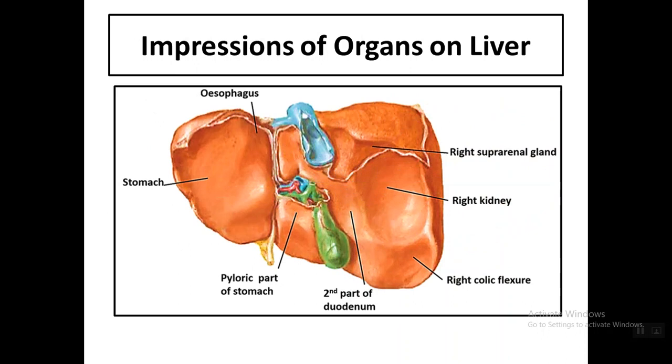This structure that lies posterior to the liver will form impressions. What we call the impression of an organ on the liver: this is the impression for the right kidney, right suprarenal gland, right colic flexure, the second part of the duodenum, and the pyloric region of the stomach. This is the impression for the stomach and the impression for the esophagus.